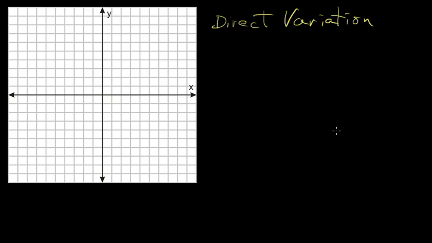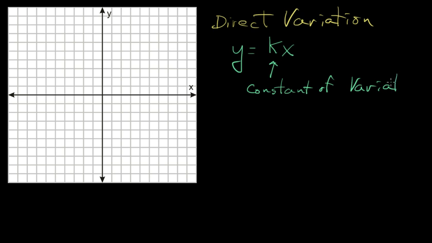Now, I want to tell you something really exciting, because this is going to be so simple for you. First of all, a direct variation equation is the simplest linear equation you can find, and it looks like this: y equals kx. Very simple. The k is your constant of variation. Now, the constant of variation can't be 0. If y equals 0x, then you just have y equals a number, and you won't have anything there.